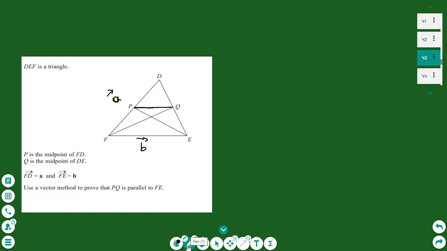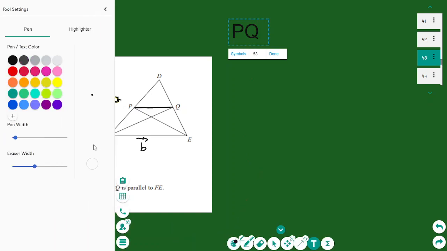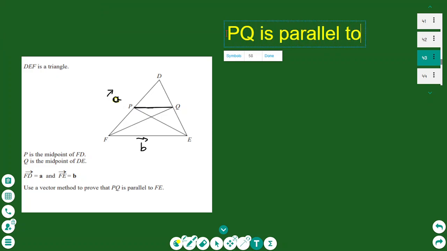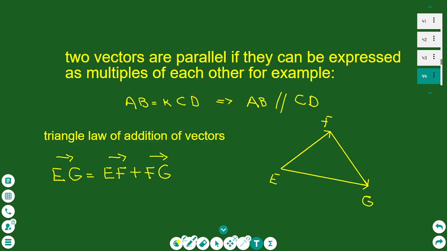Because this is an exercise on vectors, I need to show that the two vectors PQ and FE are parallel. So what I want to show is that PQ is parallel to the FE. And let's see now how we show this. Okay, so PQ is parallel to FE.